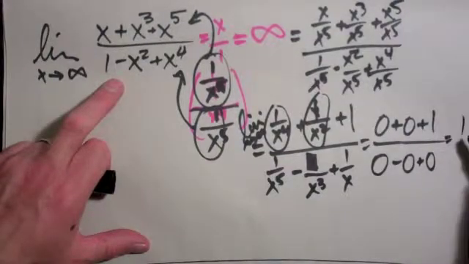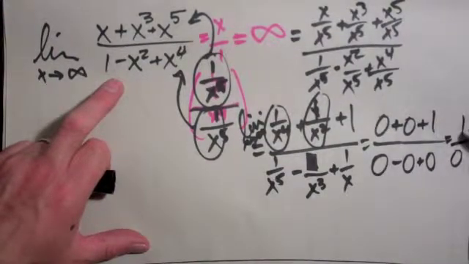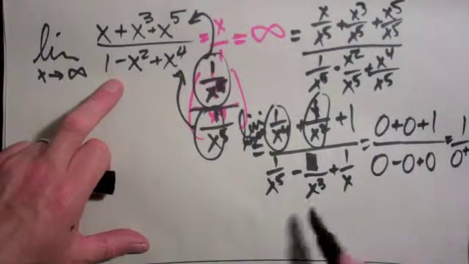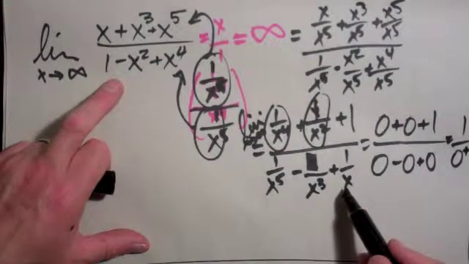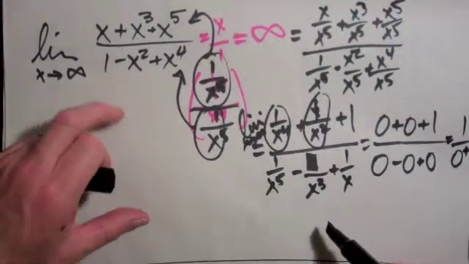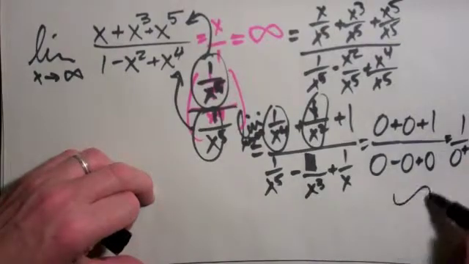So you end up with 1 over 0, but it's getting closer and closer to 0 from above. These are always going to be positive numbers. Alright? So that gives you positive infinity.